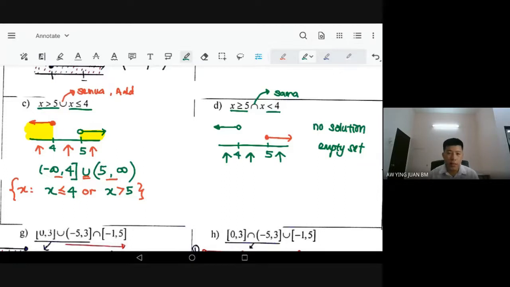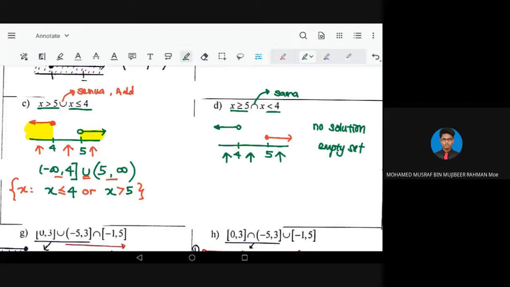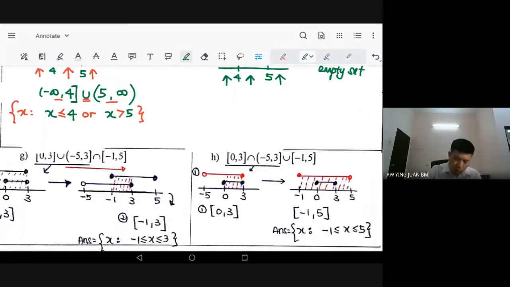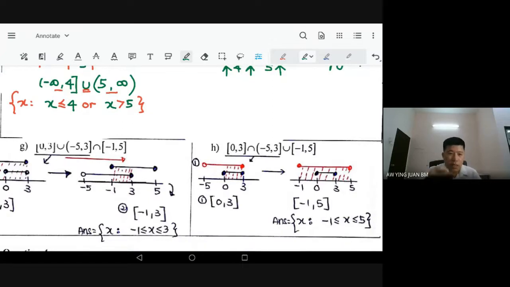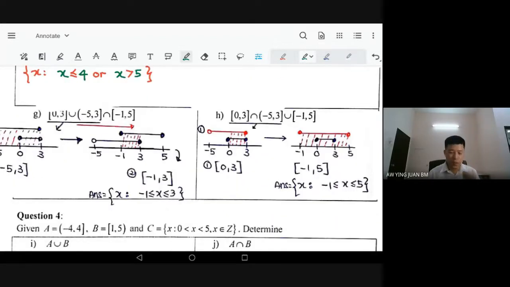Is that clear? Union, intersect. Understand, sir. Okay, thank you. So, kita dah belajar dah. A, B, C, D, E, F. Semua adalah 2 interval. Tak puas lagi? Pergilah nota kuliah 1.1. Di situ ada 4 example. Pergi pula tengok sana. Okay.